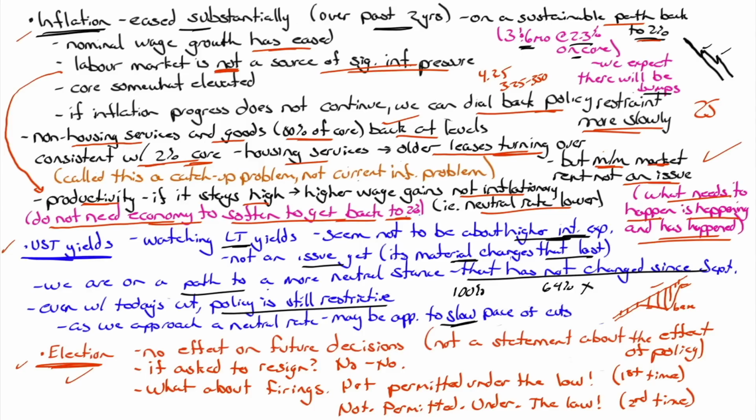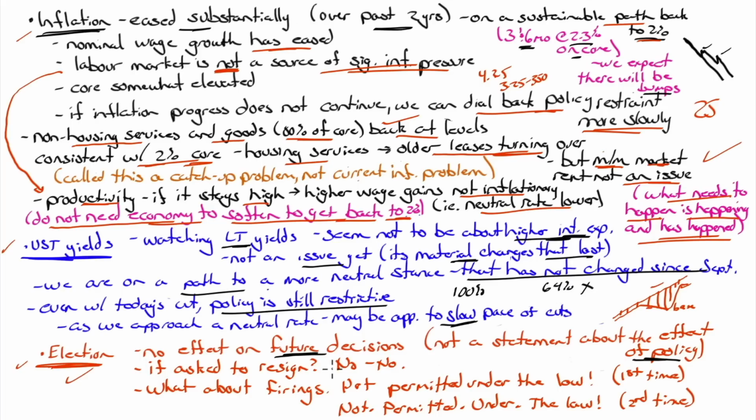For the election, he started off okay. Does the election outcome change anything? He says it has no effect on future decisions. And then he said that's not a statement about the effect of policy, however. It's just a statement about the effect of the winner. Just because Trump won doesn't mean we're going to do anything differently. But his policies may cause us to do things based on the effect they have on the economy, but we're not changing anything just because one person won and the other one didn't.